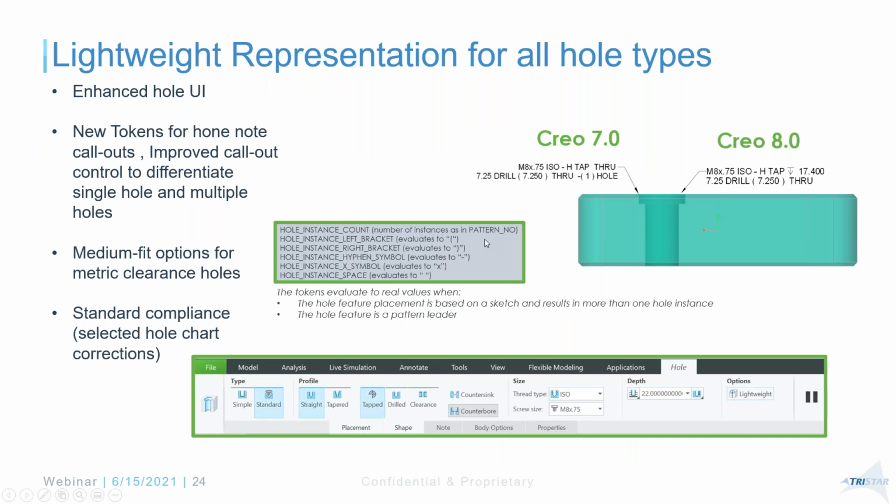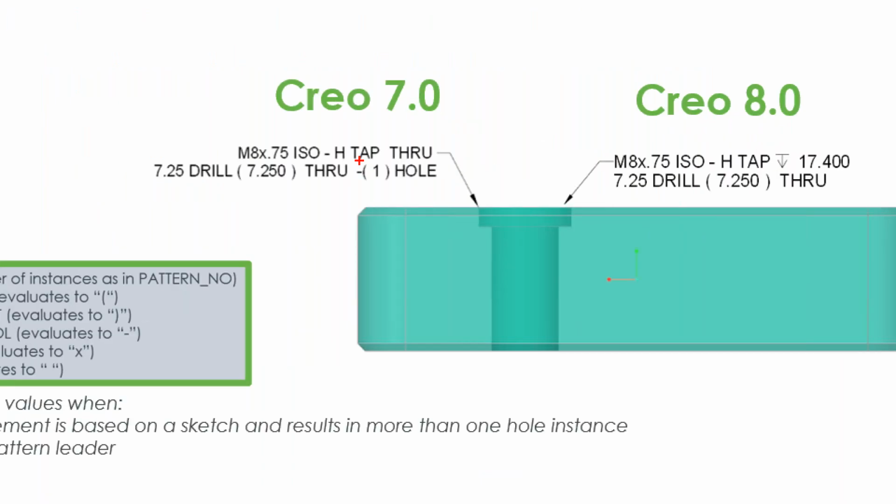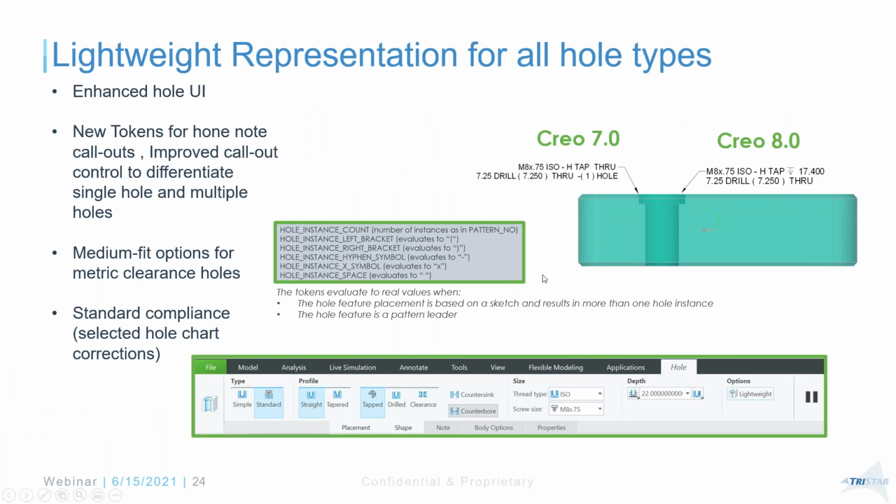The hole notes have been improved. The callouts have new tokens, especially when you have patterned or non-patterned holes. It used to be that in Creo 7, sometimes if you have one hole, it'll show the number of holes is 1, but now it doesn't show that unless it's a pattern or unless it's a multi-hole.